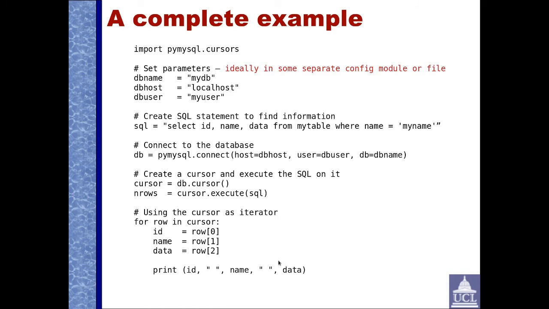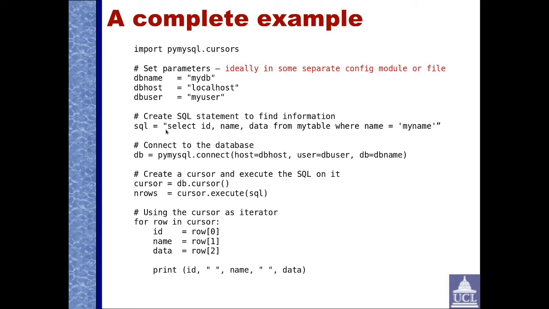Now, I gave you a summary of a number of methods, but generally you don't need most of those. This is a basic example for pulling information out of a database. So we import PyMySQL.cursors. We set our parameters like the database name, the database host, the database user. We might have to set a password and so on. And ideally, of course, this would be done in some sort of separate config module or configuration file that you've got some code that reads in, so that these parameters are set up and available through every piece of code that you write.